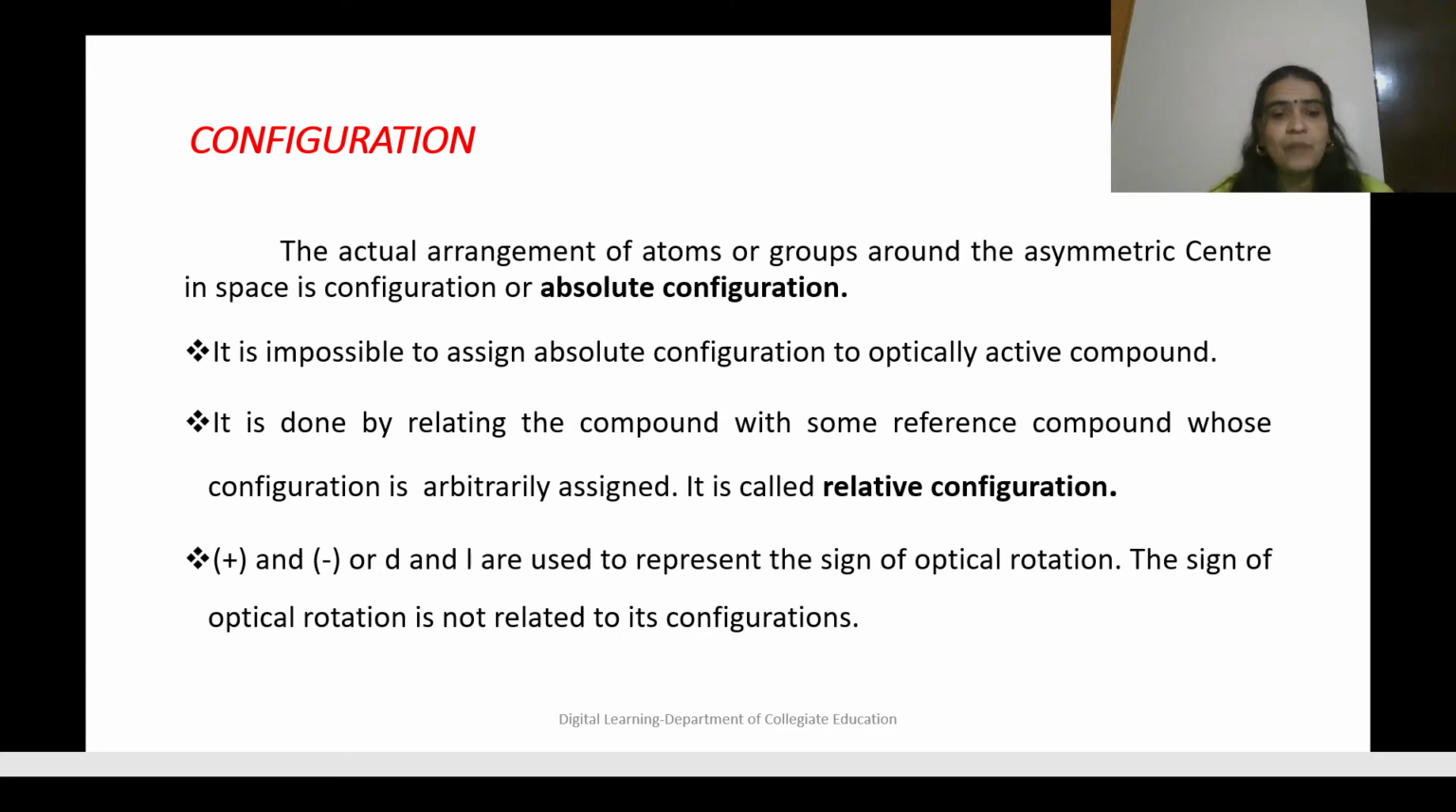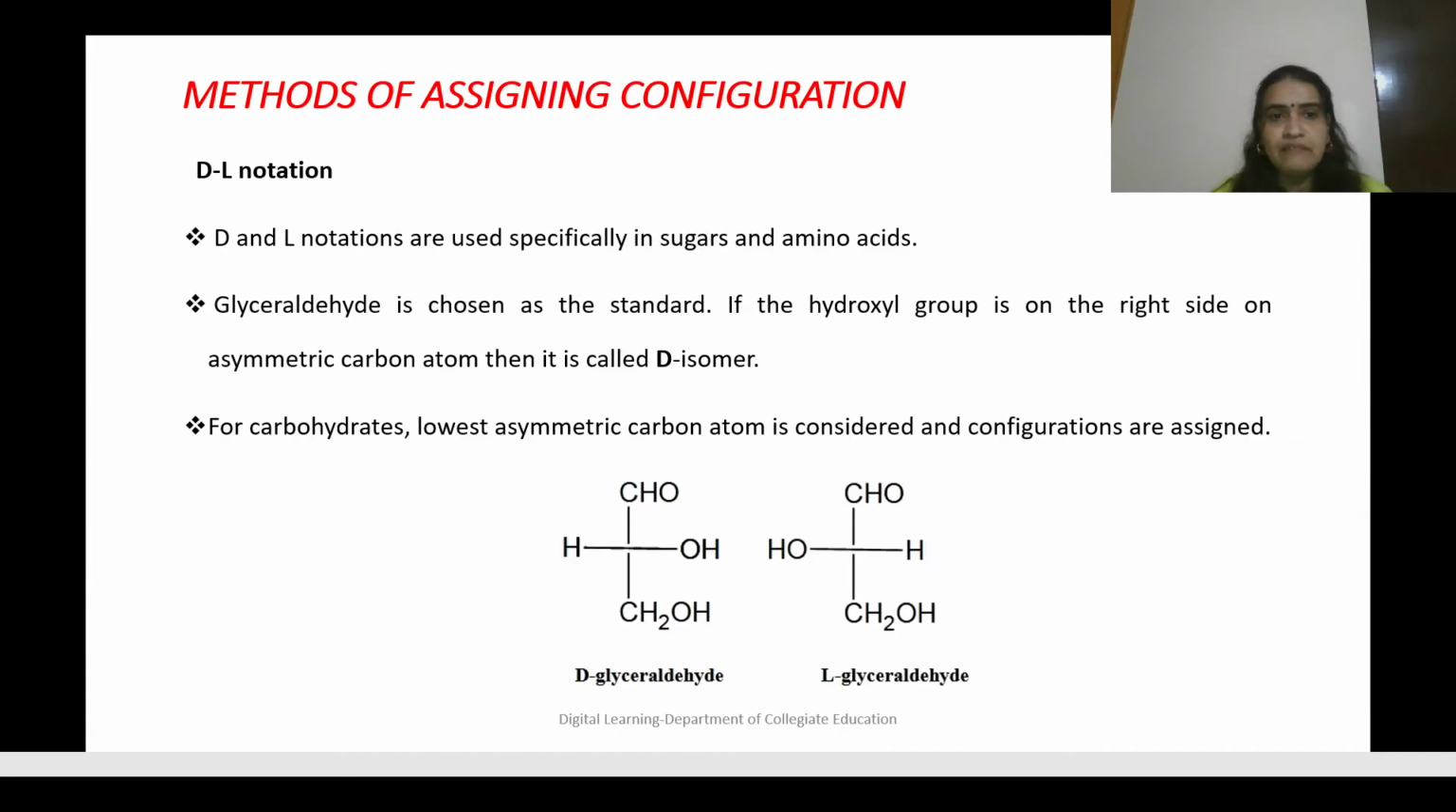The sign of the optical rotation is not related to its configuration. So this plus or minus sign or D or L is nowhere related to the configuration of a molecule. Now, for assigning the configuration of a molecule, we follow two main systems. One is DL notation and the other one is R and S notation.